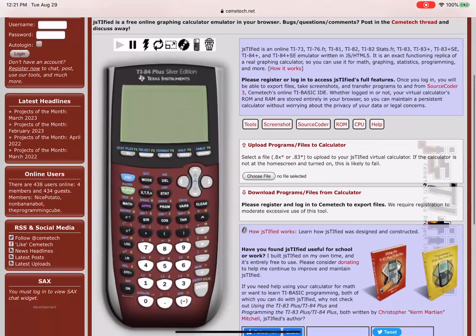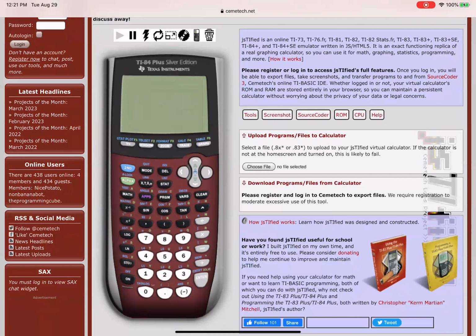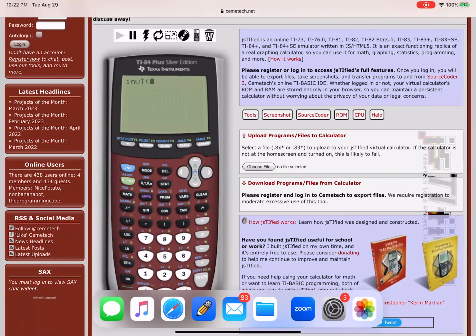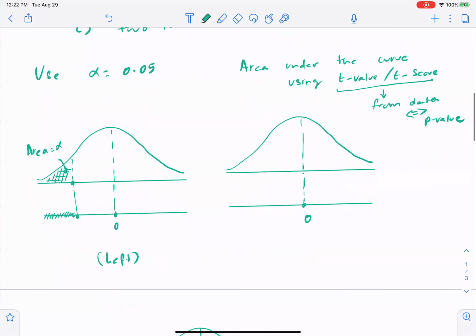So you can press second, followed by vars. Easier way to identify the button, in blue, it says DISTR, D-I-S-T-R, short for distribution. Option number 4, inverse T. Anything that starts with INV simply means you are finding critical values. So any function that starts with INV will correspond to critical values. Area below the critical value is simply the area that I shaded, 0.05.